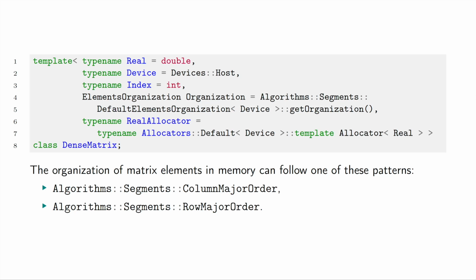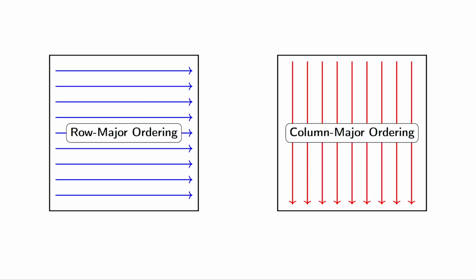I skip the fourth parameter, Organization, which specifies the organization of matrix elements in memory. These elements can be stored either row-wise or column-wise, as shown in this illustration. Row-wise storage means that the first row is stored as a contiguous block of data in memory, followed immediately by the second row and so on for subsequent rows. Column-wise storage works similarly, with the first column stored as a contiguous block of data in memory, followed by the second column and so on. Row-wise storage tends to be more efficient for CPUs, while column-wise storage is often better for GPUs. This is the default configuration, but you can easily change it to suit your needs.